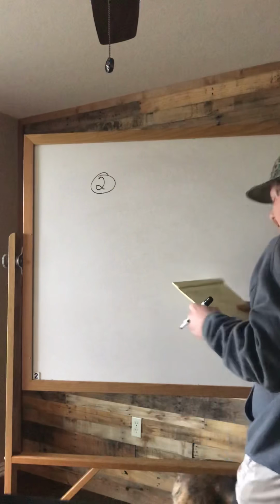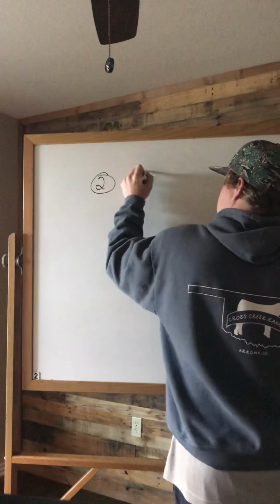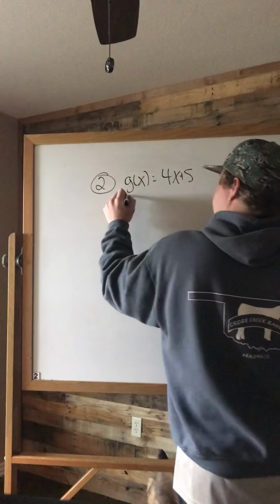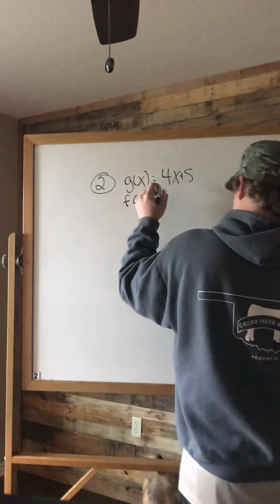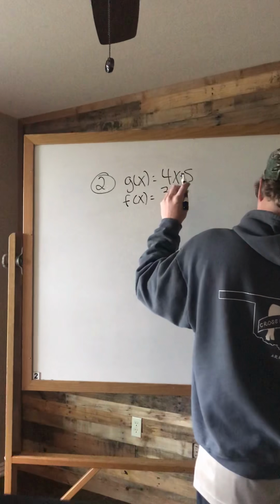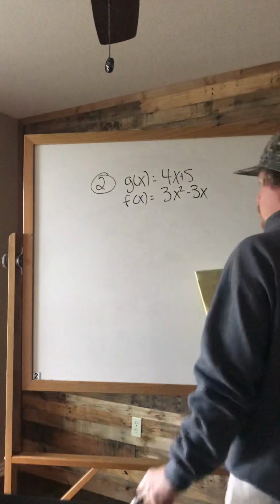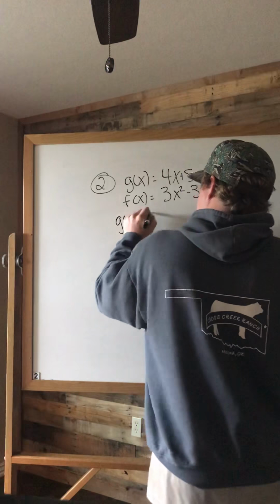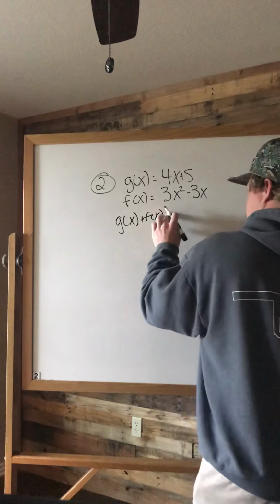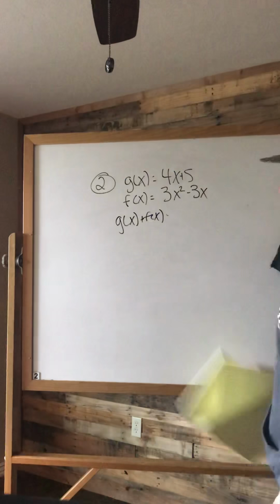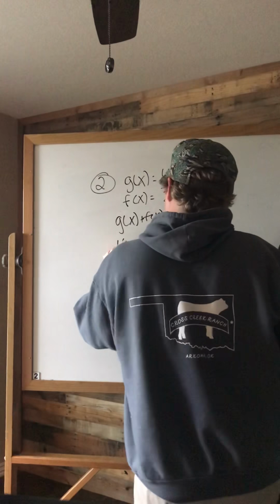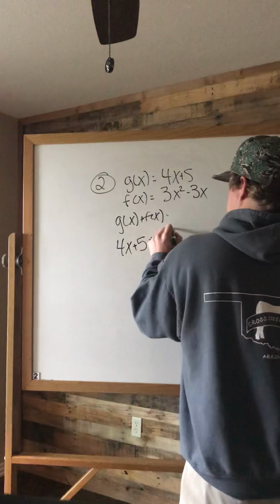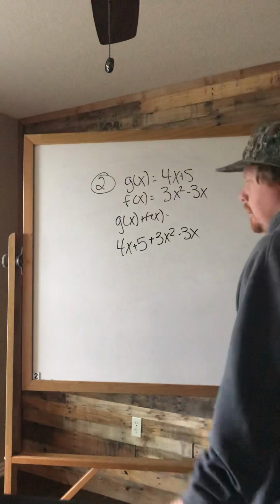Look at number 2 right here. We have g of x is equal to 4x plus 5. F of x is equal to 3x squared minus 3x. And once again, they wanted me to find g of x plus f of x. So once it's adding again, we just plug in what we know, guys. 4x plus 5 plus 3x squared minus 3x.